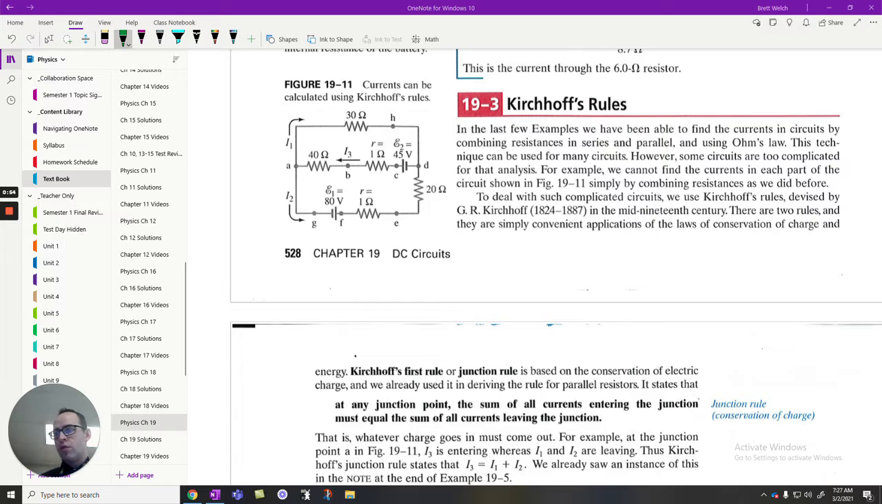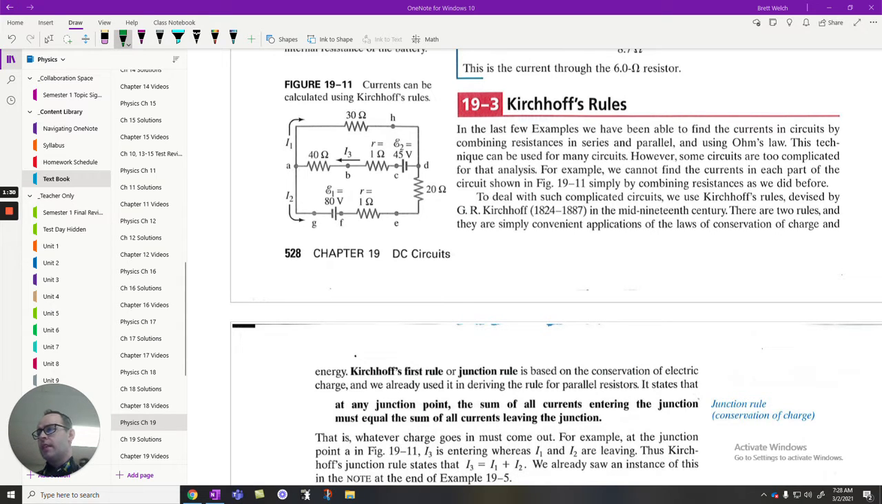So Kirchhoff had two loop rules. It's named after G.R. Kirchhoff from the mid-1800s, and he had two rules that had to do with energy and with charge. If you think about current as the flow of charge, similar to the flow of a river, when you have a fork in the river, you're not going to suddenly have more or less water flowing than you started with. The water's going to continue to flow down those canals or through those junctions.